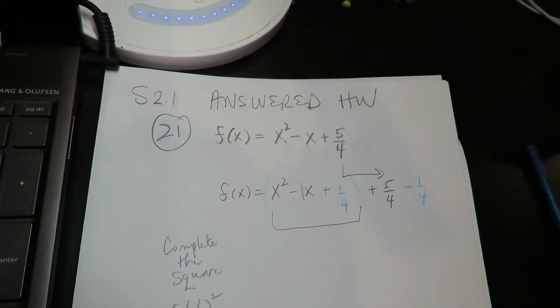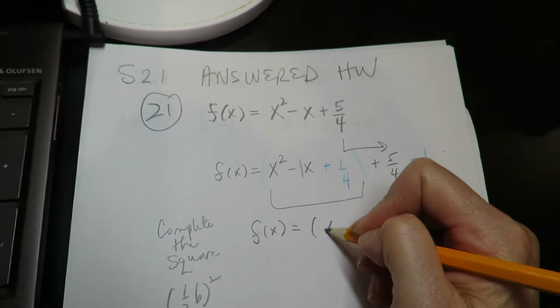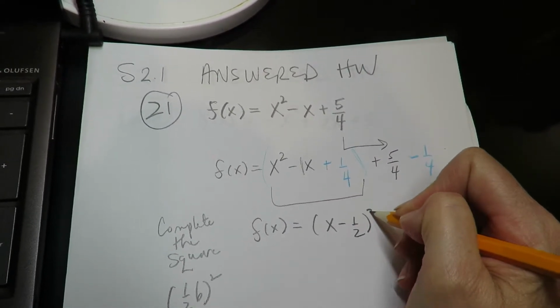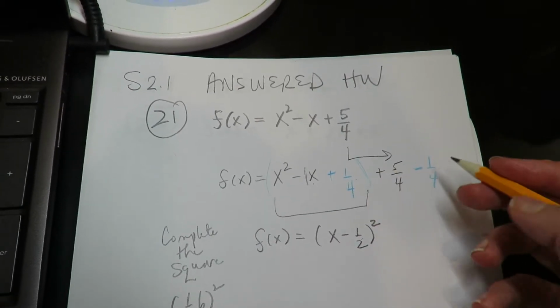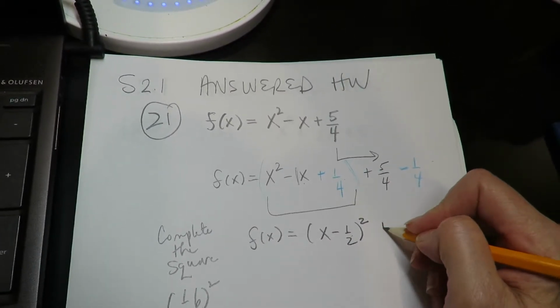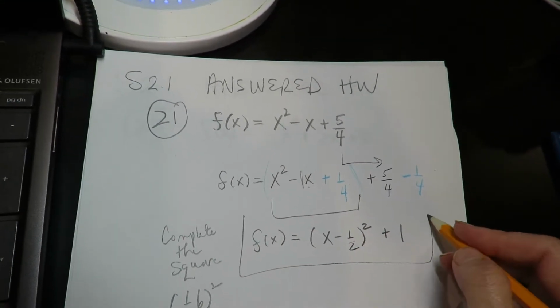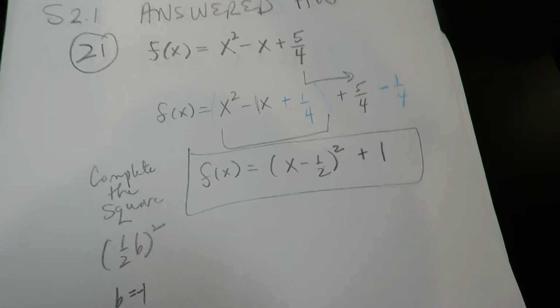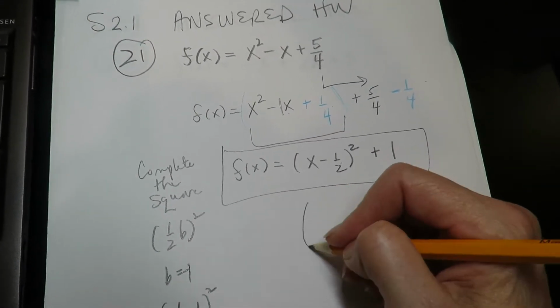Okay, so this part here you want to factor. (x - 1/2) squared, and then this is 4/4, which is 1. Alright, so that's the first part they're asking you to do. I'm just going to also do it the quick way now, which is the formula.